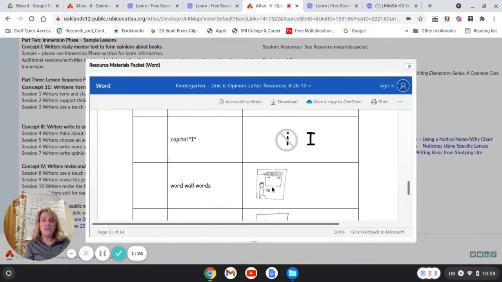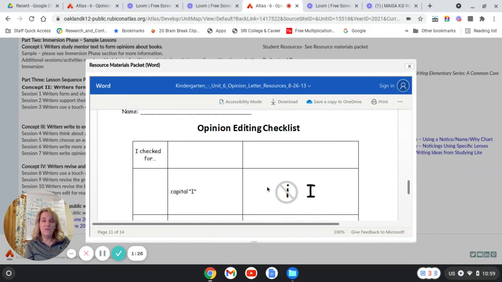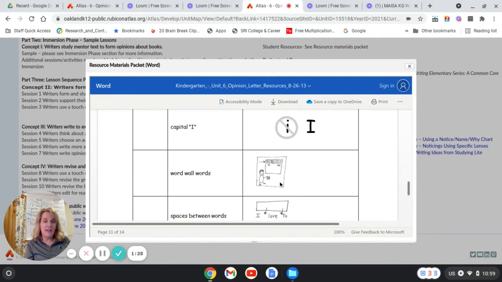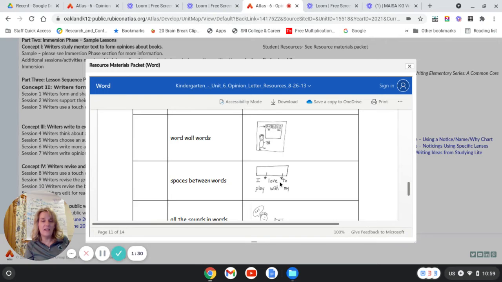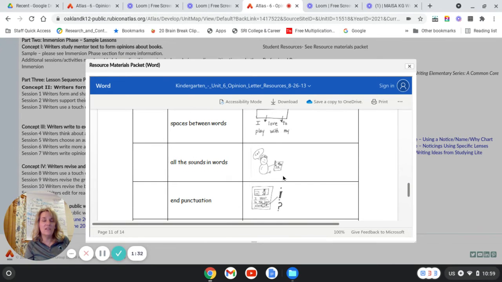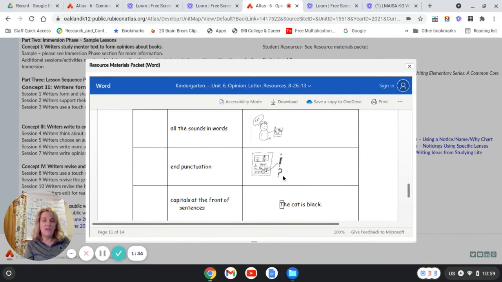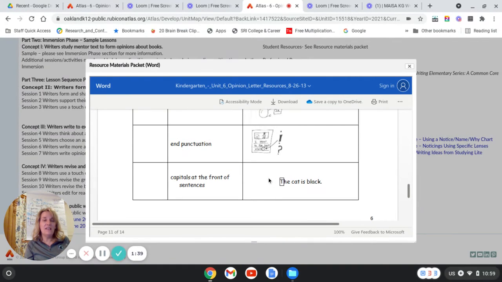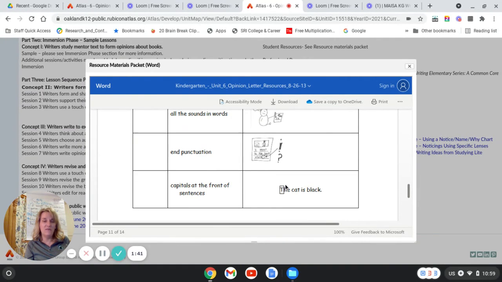So I'm sure your teacher has shared this checklist with you before. So capital I, word wall words are correct, spaces between your words, get all the sounds in there that you can, have a mark at the end of your sentence, and capitals in the front of your sentence for the first word. Okay, boys and girls, and if you mention a book title, you have to put capitals in the book title and underline it.